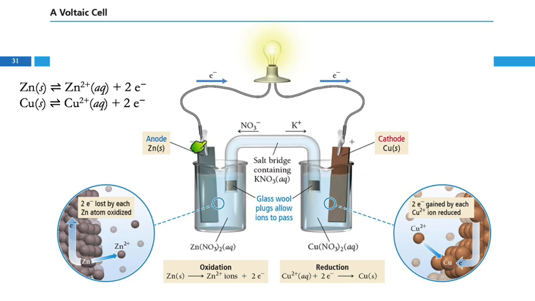So electrons leave here and travel over here, and that leaves sort of a void here of negative charge, and so the negative ions in the salt bridge are going to move this direction. As negative charge builds up over here, it's going to attract the positive ions in the salt bridge so that we can keep things charge neutral. Any questions?